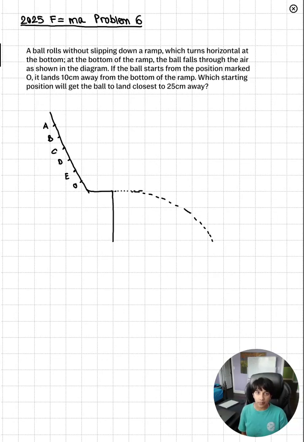Hello, today I'll be going over the 2025 F equals ma problem 6. So this problem is about a ball that is sliding down a ramp, which turns horizontal at the bottom. At the bottom of the ramp, the ball falls through the air as shown in the diagram below. If the ball starts from the position marked as O, it lands 10 centimeters away from the bottom of the ramp. Which starting position will get the ball to land closest to 25 centimeters away?